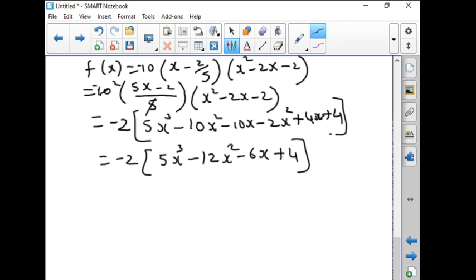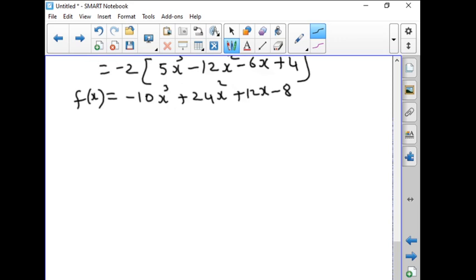So taking minus 2 inside, it also can be written as f of x is equal to minus 10x cube plus 24x square plus 12x minus 8. So this is the required cubic polynomial.